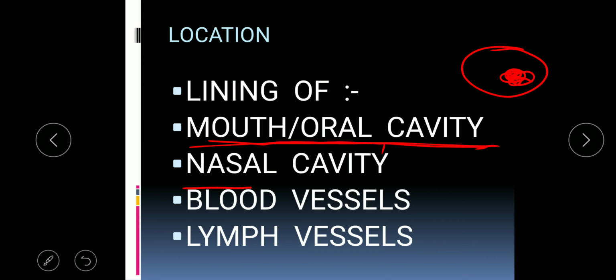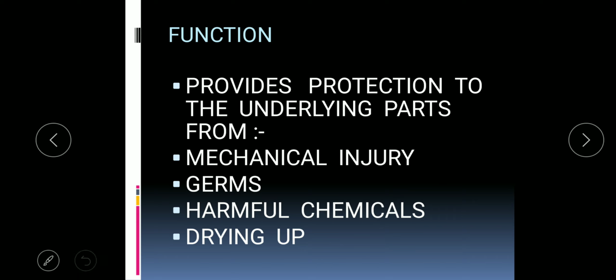In the same manner, the internal covering or the lining of the nasal cavity is done by the squamous epithelial tissue. The blood vessels are also lined by the squamous epithelial tissue, and the lymph vessels are also lined by the squamous epithelial tissue. Then what is its function? It provides protection to the underlying parts from mechanical injury. Mechanical injury means any type of physical injury, may be caused due to friction or other causes. It will also provide protection to the underlying parts from germs.